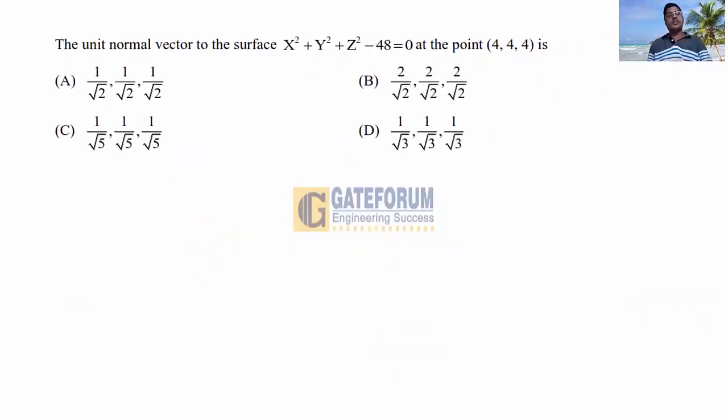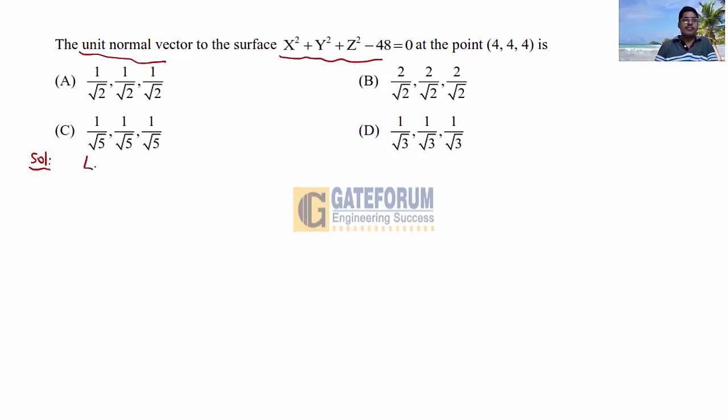The question is: the unit normal vector to the surface x square plus y square plus z square minus 48 is equal to 0 at the point 4, 4, 4 is. 4 options A, B, C, D are given. This question is from engineering mathematics, from the topic calculus, subtopic vector calculus, normal vector. The solution is, so this is GATE 2021.